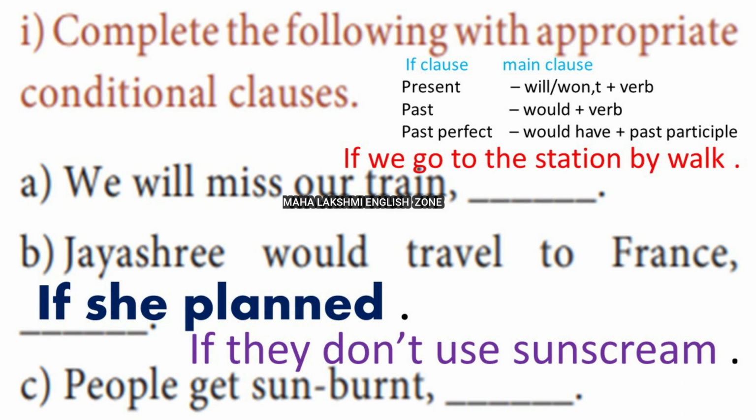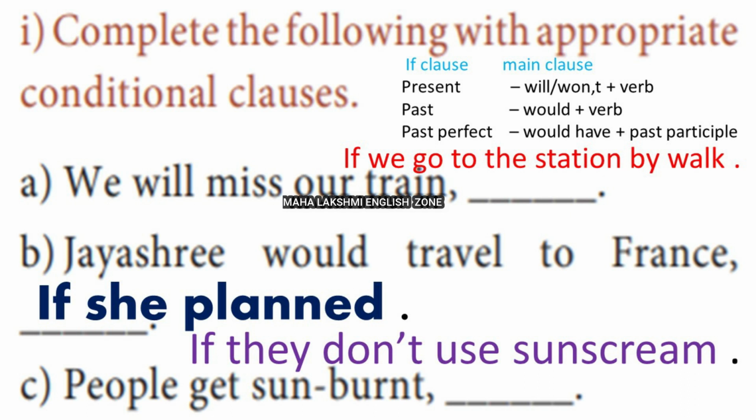So we shall see the answer here. Will miss. So here the verb is will miss. Automatically our if clause will take the form of verb in the present. So we will miss our train if we go to the station by walk. So here go is the verb and it is in present tense. So you should match the clues here.